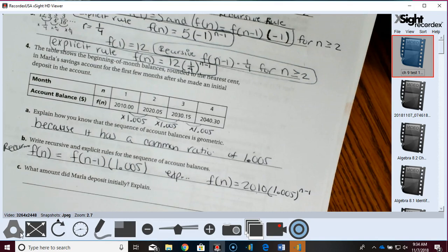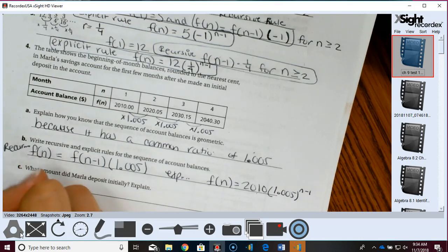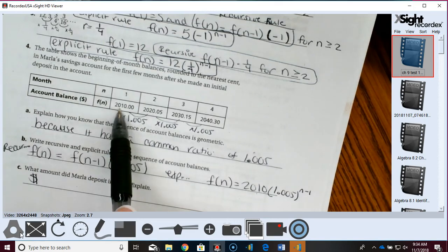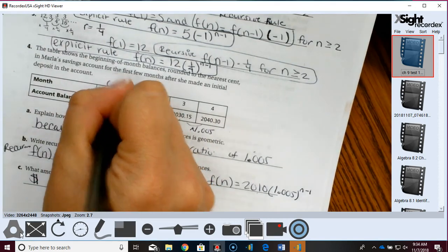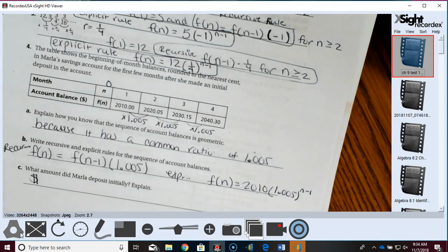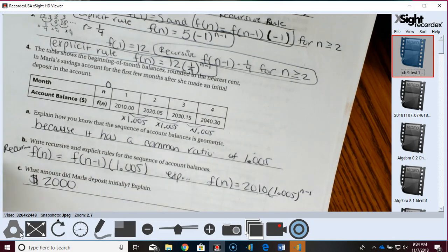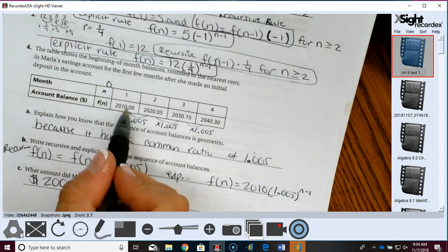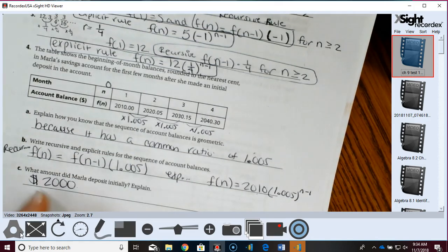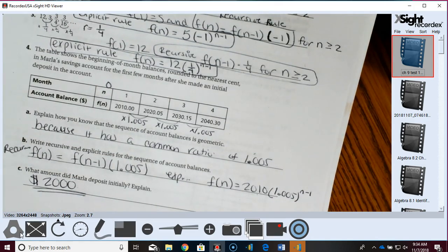What amount did you deposit initially? Explain. All right, so at 1 month, this is what she had. Well, what did she have at 0 months? So I'm going to divide by 1.005. 2010 divided by 1.005. I got 2,000. So she had $2,000 times 1.005 should bring me to the 2010, and it did. So she initially deposited $2,000 before it earned any interest.